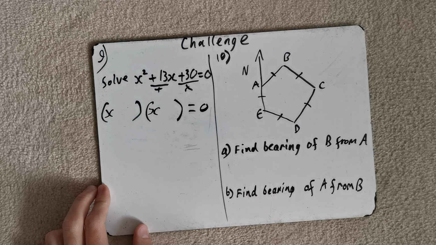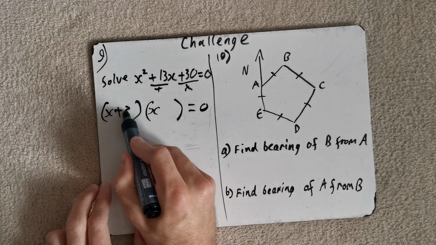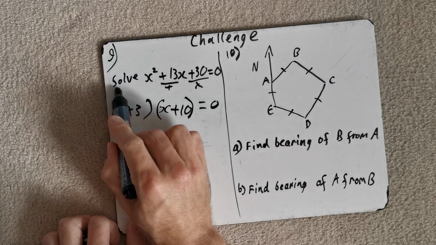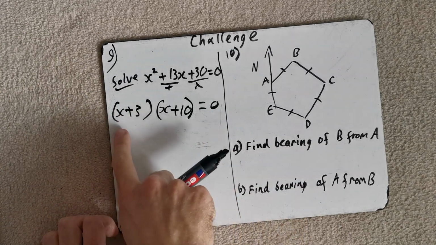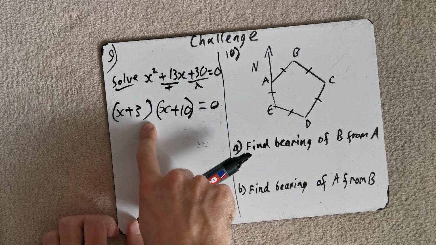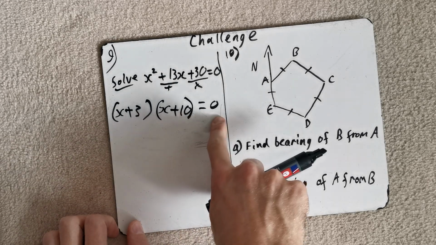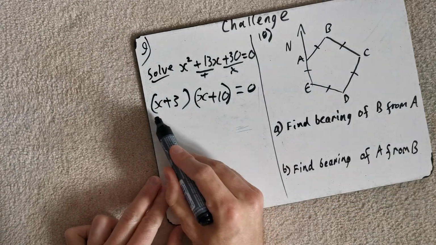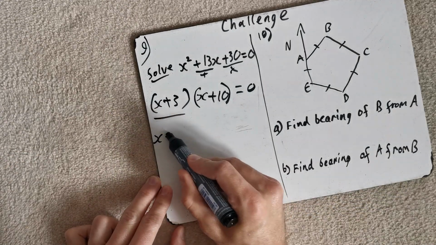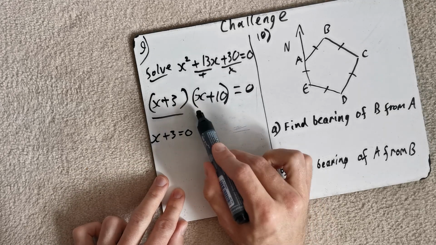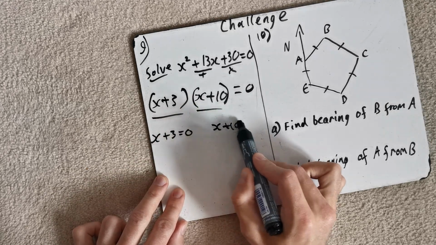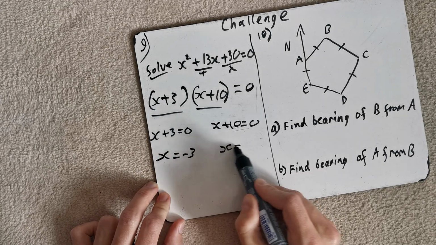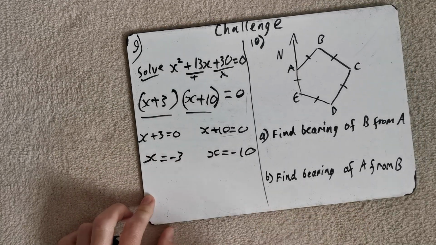Okay, you might have figured out that they are 3 and 10, and we're trying to solve this. So that means we're trying to find out what x is. Now remember, this times this will equal 0. Well, what happens when you multiply something and you get 0? That means one of them has to be 0. So either x plus 3 equals 0 or x plus 10 equals 0. If you solve these, you'll get x is minus 3 and x is minus 10. Two answers on that one.